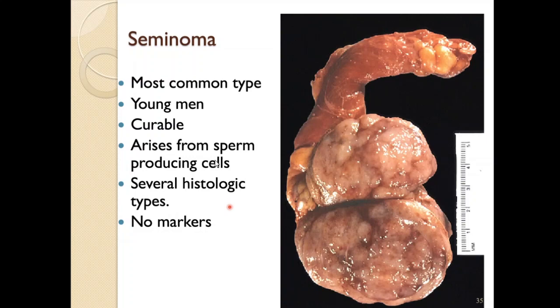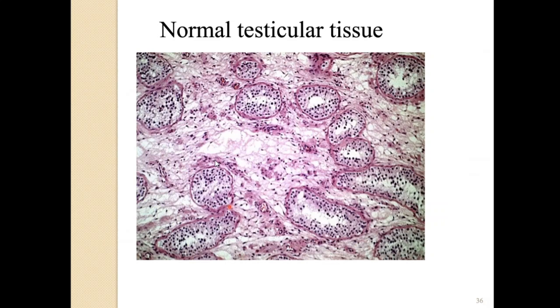So this is how normal testicular tissue appears. These are seminiferous tubules. These are nuclei of spermatogenic cells. The membrane here is reddish. So spermatogonia and differentiated ones are very close to the basement membrane. As they differentiate, they come closer to the lumen.